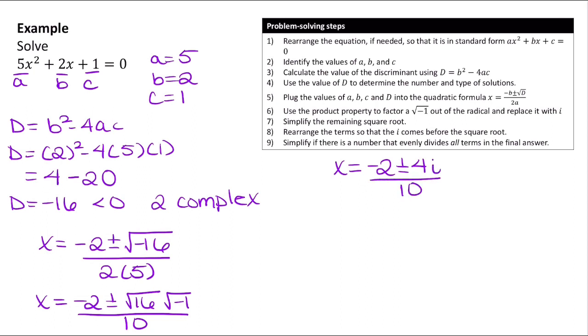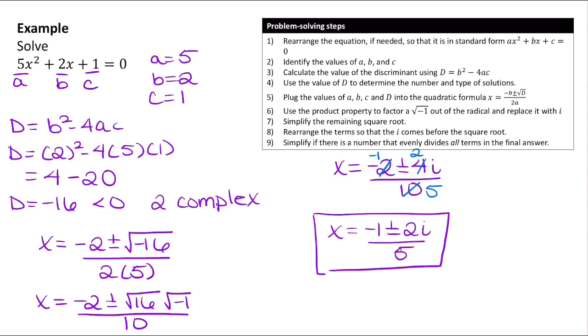Well, notice that now every term in this expression is divisible by 2. So I'm going to go ahead and use that to reduce everything. So this will become a negative 1, this will become a 2, and this denominator will become a 5. So we have x equals negative 1 plus or minus 2i, all over 5. Okay, and so those are the solutions to this quadratic equation.